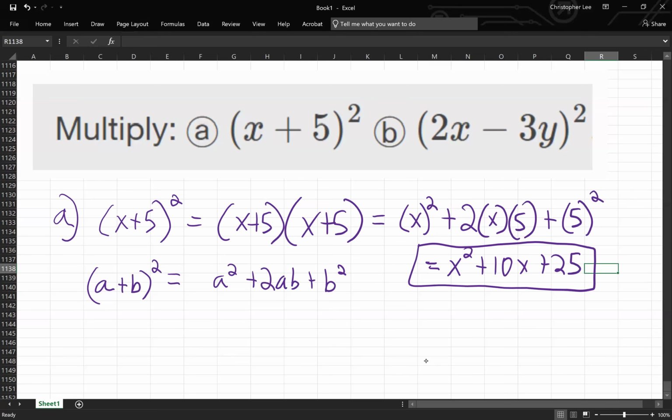Again, we got a really short class. We don't got time to be memorizing shortcuts. I'm just showing you this. You have the video. In the future, if you ever need to refer back to it, just refer back to it. But that's the shortcut. All right. Let's look at B real quick.